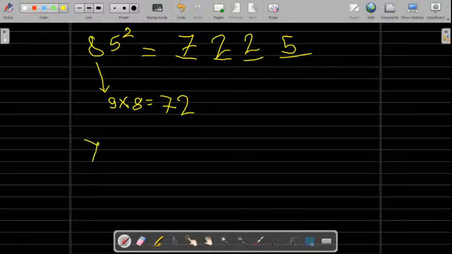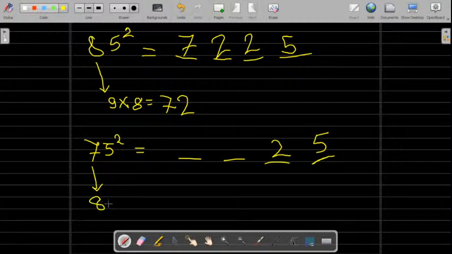Suppose 75 square. As I already told, first what to do? You have to take the 5 square. First is 5 square. So 5 square means how much? 25, right? Then 7, what is the next number? 8. So 8 into 7, how much? 56. So you will get 5625.